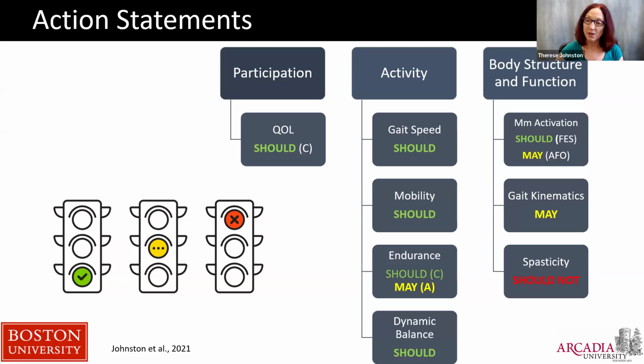So for muscle activation, we had different recommendations for FES and AFO. We had a should statement for FES, but a may statement for AFO, again, just based on the state of the evidence. For gait kinematics, we had a may statement for providing AFO or FES. And for spasticity, we actually had a should not. And the should not in this case represents that we should not be prescribing an AFO or FES for the sole purpose of decreasing spasticity. We may, however, be providing this for other reasons, as in these other categories.